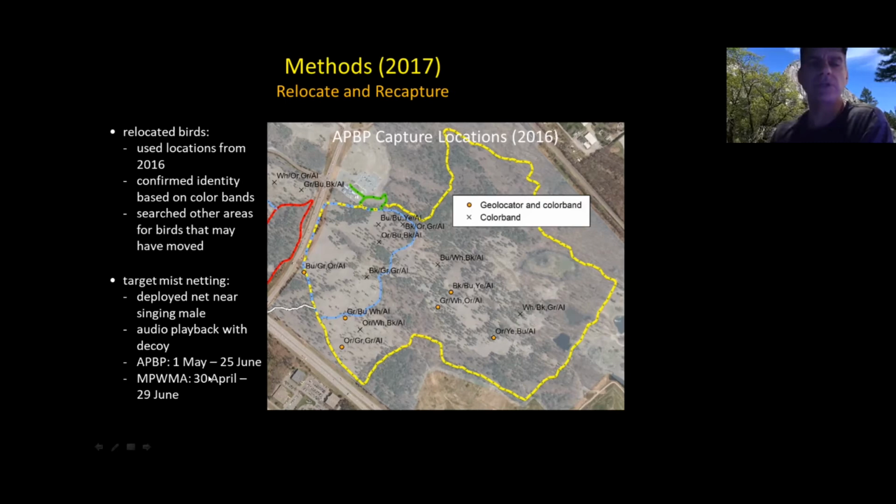And Mike had a similar situation. Most of his work was done between the 30th of April and the 31st of May, but he also had a few stragglers later in the season as well.